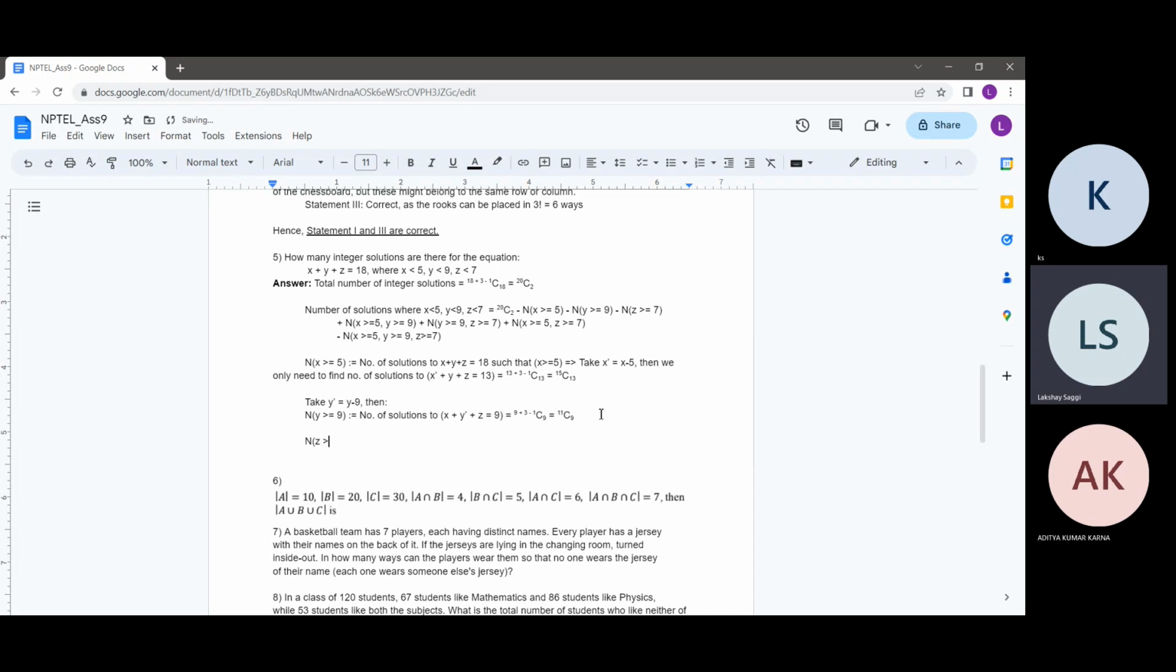And now for z, I'll just write directly. Since n is n of z greater than or equal to 7, for this I'll get the answer as, so this 18 will now instead become 11, since we need z greater than or equal to 7. So 18 minus 7 becomes 11. So the answer will be just 11 plus 3 minus 1 C11. So 11 plus 3 minus 1 becomes 14, 13C11. So you can check it yourself. So this will become 13C11.